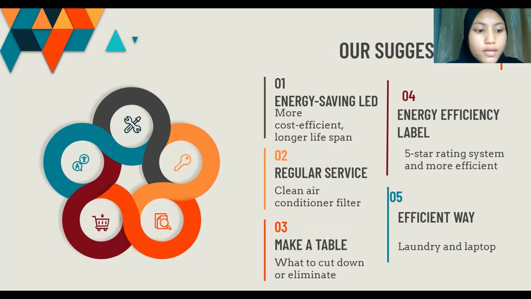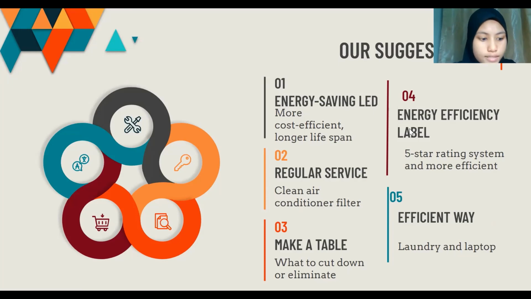The second one is to make regular service for air conditioners. Regular servicing of air conditioners will also help us save on the use of electricity. It is a good idea to clean the air conditioner filter every 6 months. The third one is to make a table of what to cut down or eliminate. Jot down all the appliances with their own specifications so that you can know which ones you want to eliminate, the ones that use higher electricity.